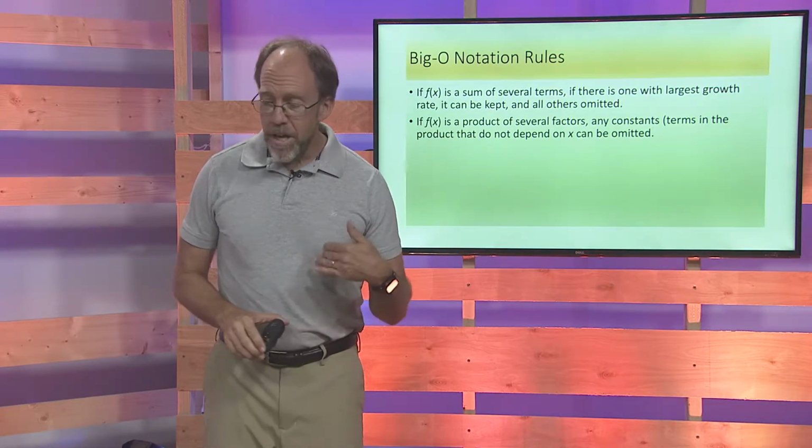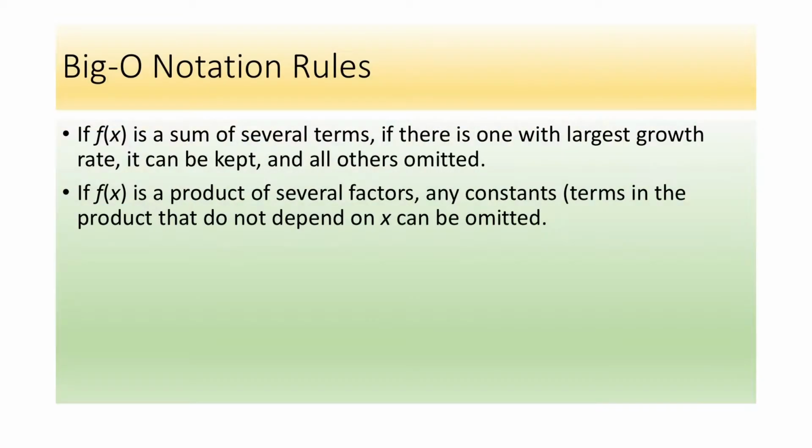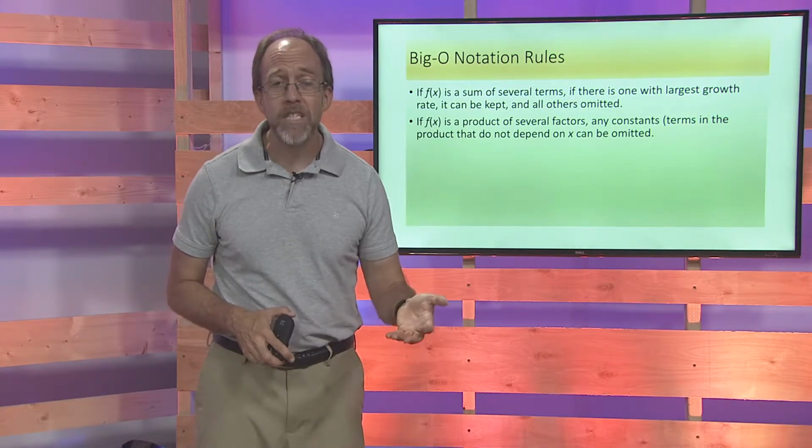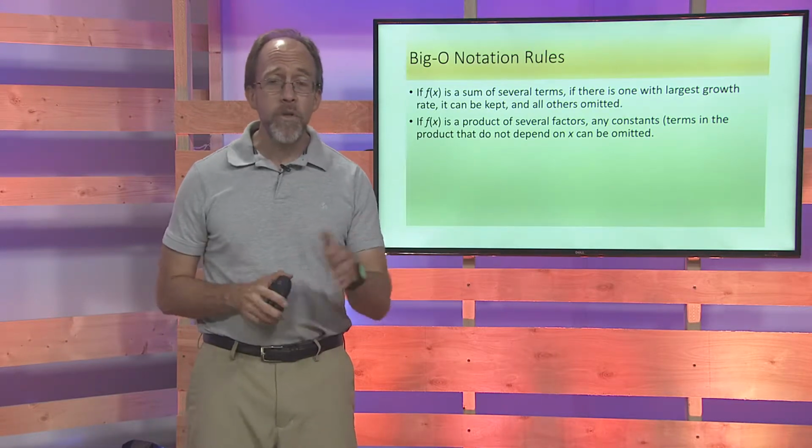The rules of Big O notation, and I'm going to read these off to you. If f of x is a sum of several terms, so your function has an O of n, and an O of n squared, and an O of 2 to the n, if there is one with the largest growth rate, the one that has the biggest O, and you need to know what has a bigger O. O of n squared is bigger than O of n. O of n is bigger than O of log n. O of n log n fits between O of n and O of n squared. You need to understand that mathematics to know where they fit in order with each other.